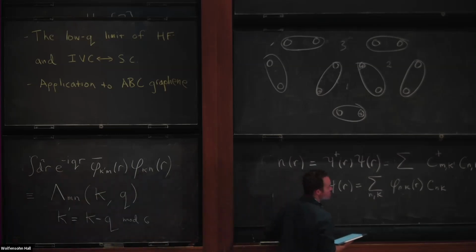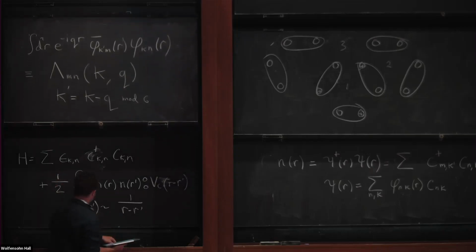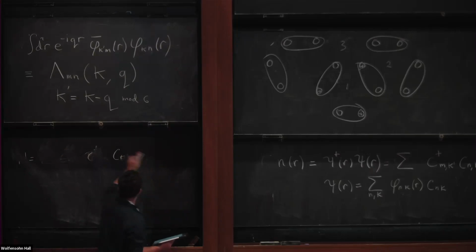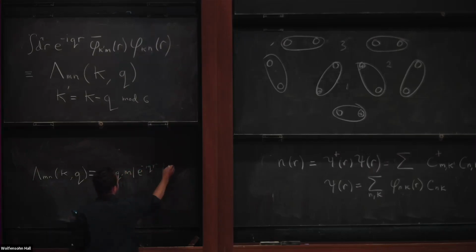Perhaps a nicer notation for it, maybe a less complicated way of thinking about it, is that it's just a matrix element. A lot more compact way of thinking about it: lambda_mn(k, q) is just a single particle matrix element between the state m at k minus q and the state n at k of the operator e to the negative i q r. This is just the bra-ket way of writing the integral up there.